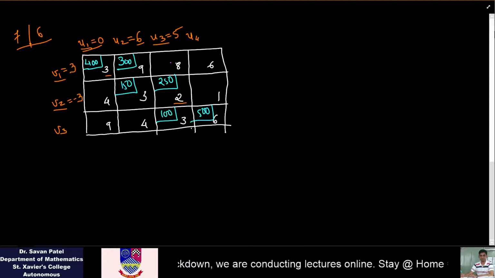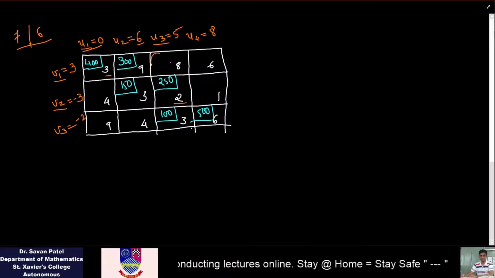Then since v3 plus u3 is equal to 3, this is already 5, so you have to take here minus 2. Since v3 plus u4 is equal to 6, v3 plus minus 2 must be 6, so here you have to take 8.